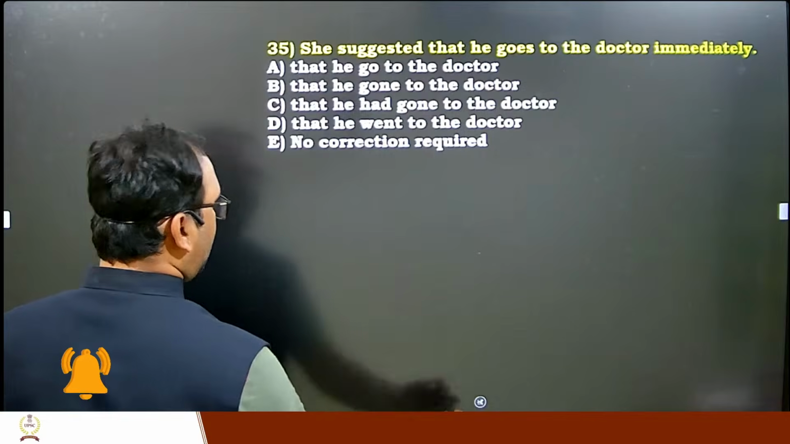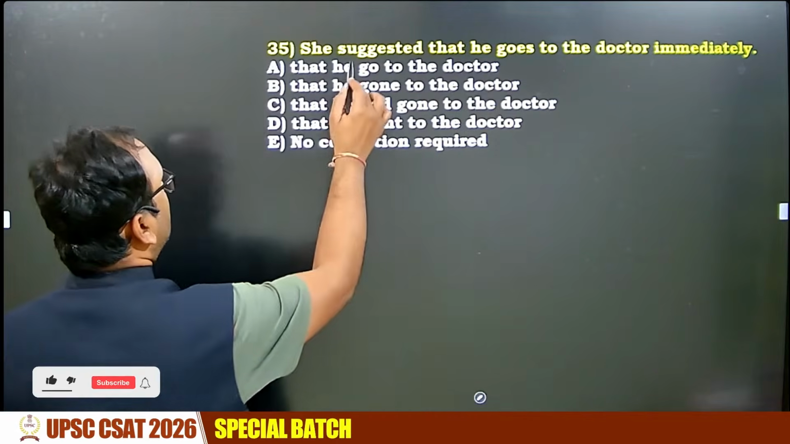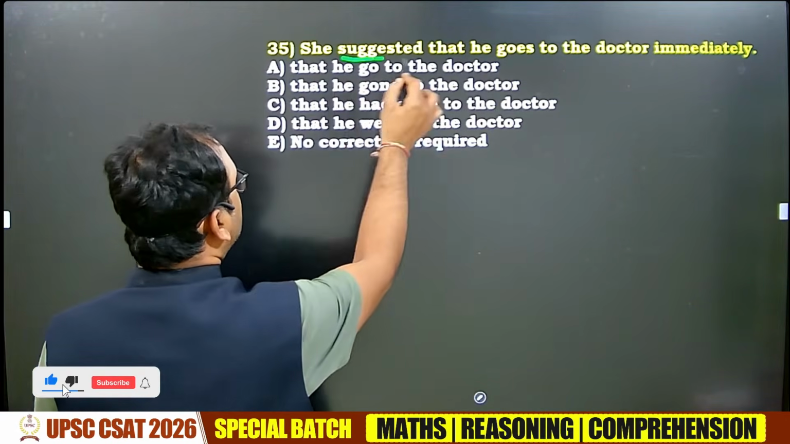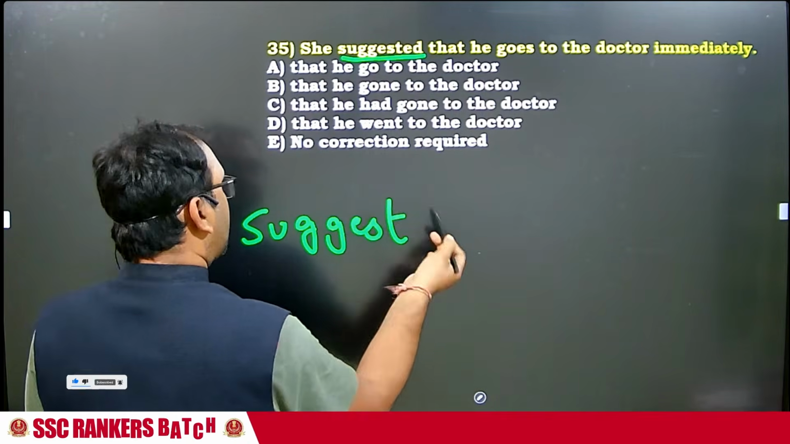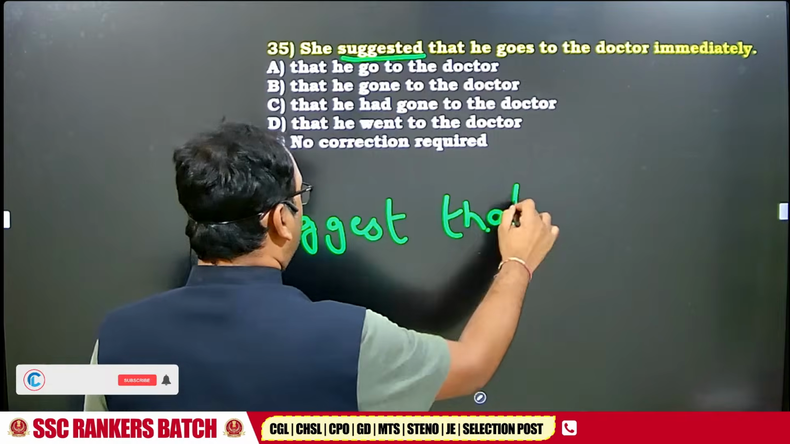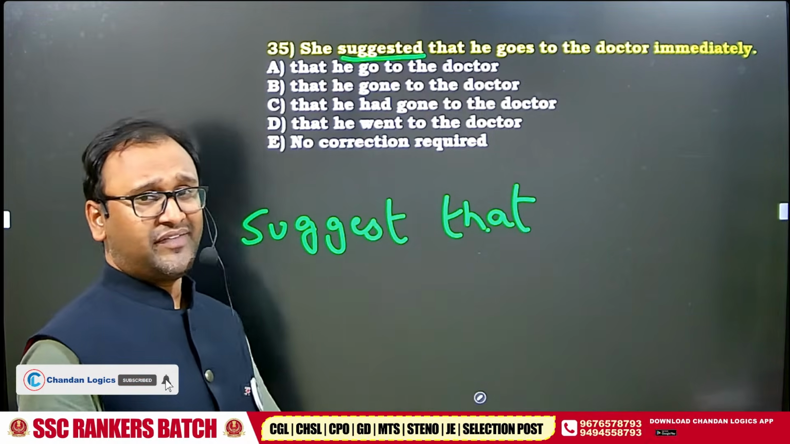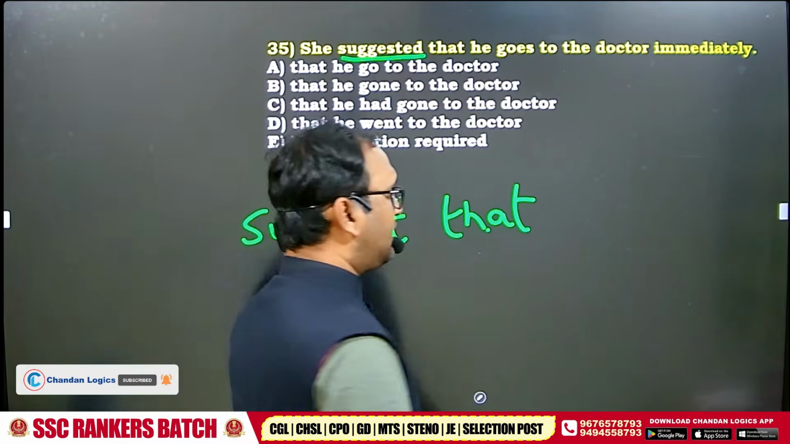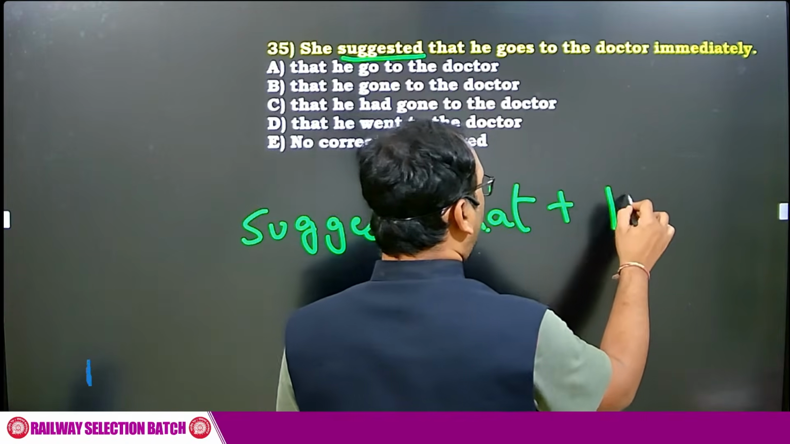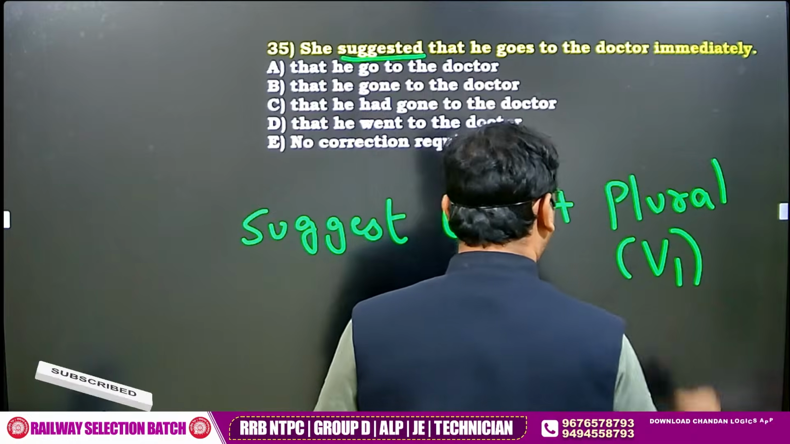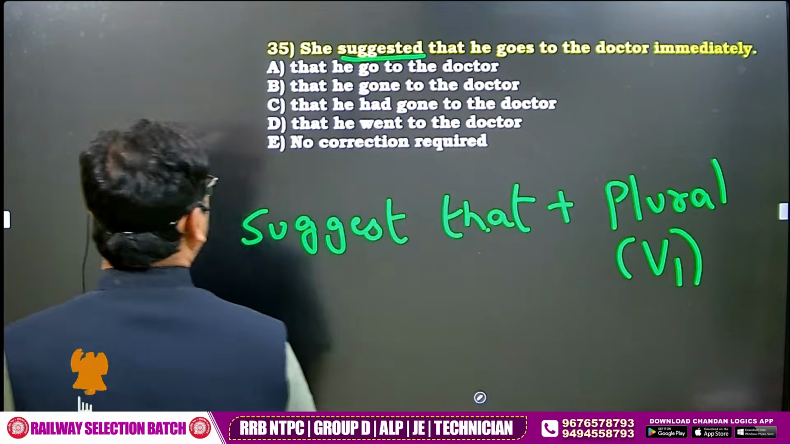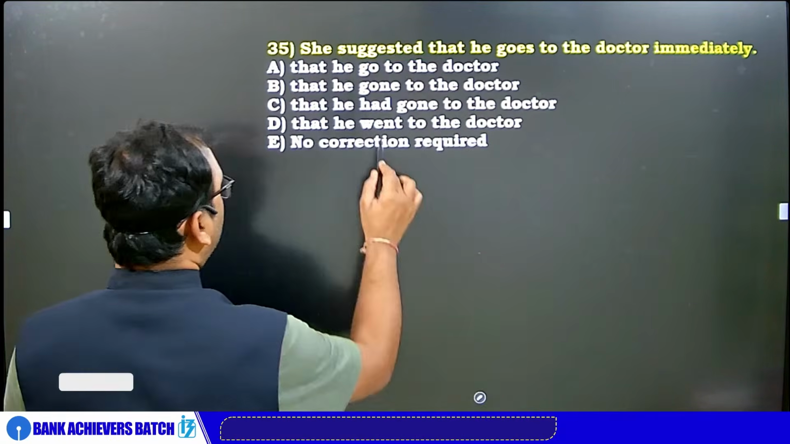Question number 35. I think the same model came. Earlier question imperative, here suggested that. Both are the same, no? So whenever we have something like suggested that, advised that, warned that, instructed that, the verb must be only in the plural context, which means the verb must be only in V1. And where is the verb only in V1?